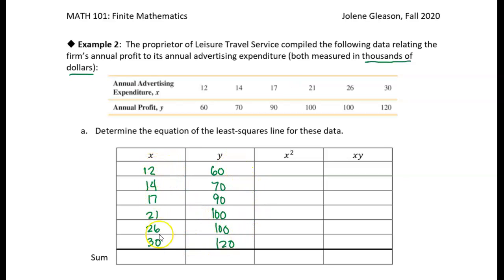So let's start by just adding up all of the x values. So if I add these all up, I get 120. If I add up all the y values, I get 540.